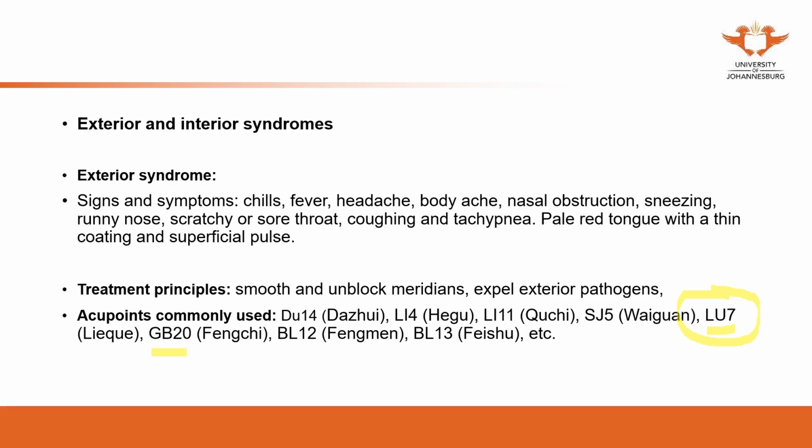GB20, 风池, gallbladder. We have introduced the Chinese name, so only a few points we introduce the Chinese name because it is very meaningful. 风 means the wind. 池 is the pool of the wind, which means the wind gathers in on these points. We can use this point to expel the wind.